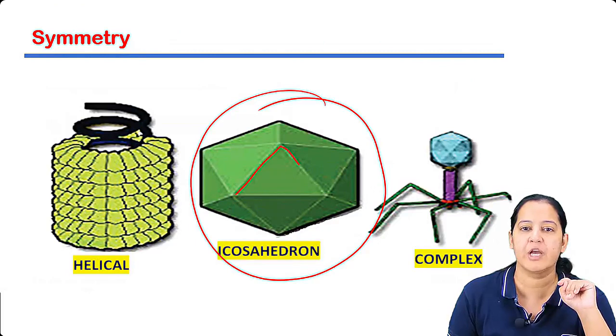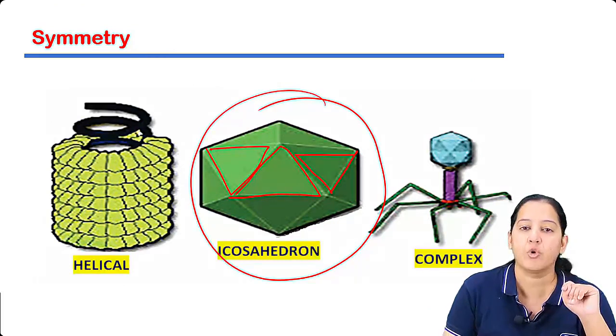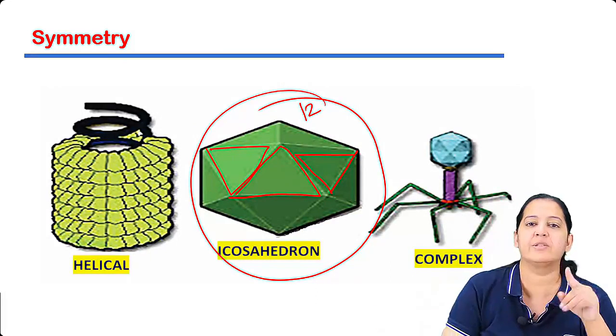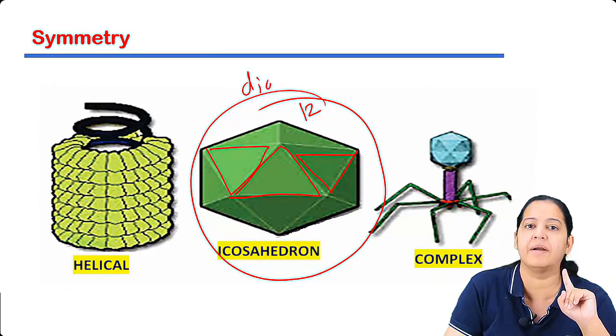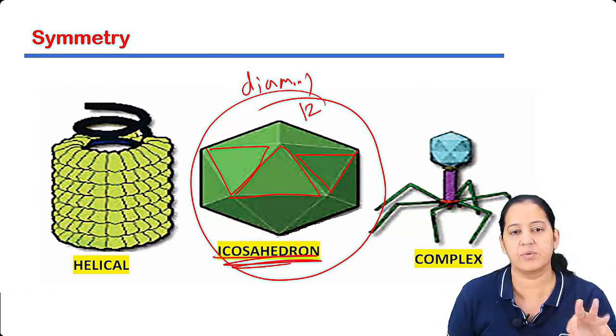Can you see this is an equilateral triangle? These all are equilateral triangles. Total 12 equilateral triangles are there. Few are visible, few are behind. And it is looking like a diamond. Total 12 equilateral triangles looking like a diamond is known as icosahedral symmetry. See the diagram. This is known as icosahedral.